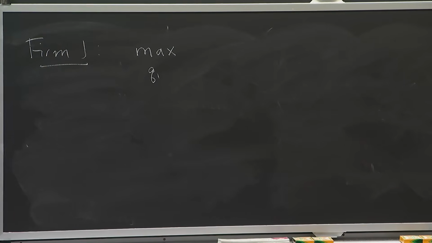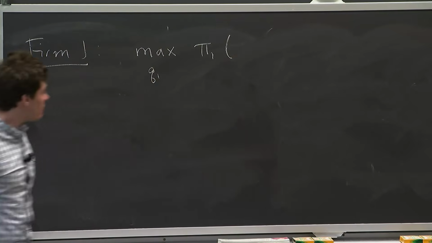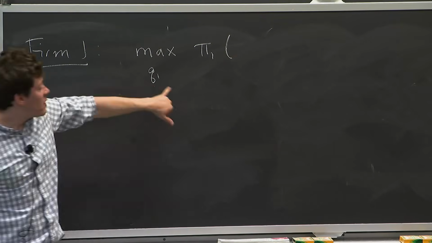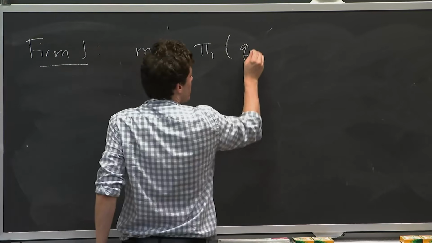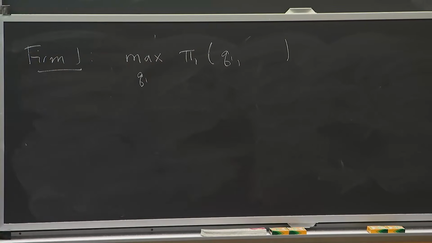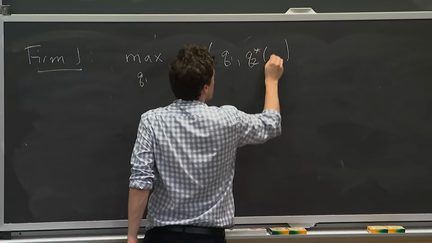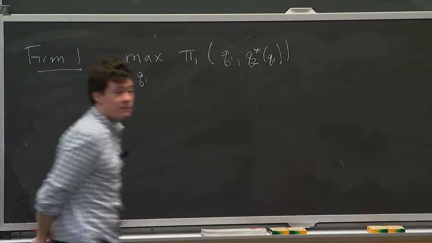Well, I think the first step is it's going to be a profit. So let's put pi 1 here. And if they choose q1, definitely q1 should be the first component in here. But the hard thing is, what do we put in the second component? If I choose q1, what will firm 2 do? Yes? Exactly. So what I'll put in here is q2 star of q1.